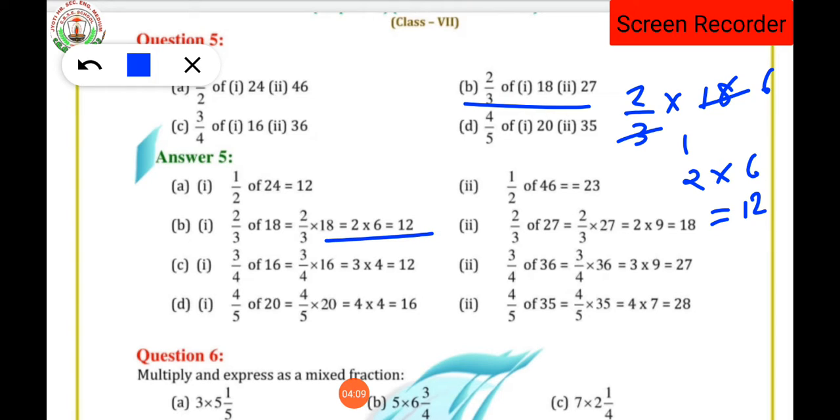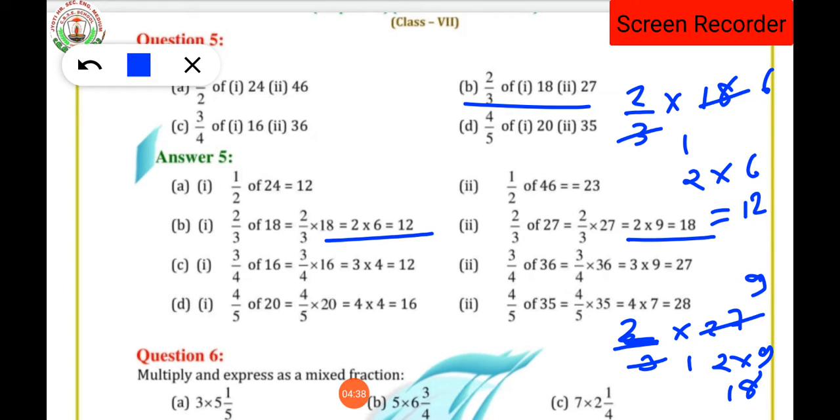Now for the second part, we have 2 by 3 into 27. Let me check first whether it is 2 or 3. Okay, yes, it is 2 by 3. So 3 1s are 3 and 3 9s are 27. So 2 into 9 will become 18. So what is the required answer we will get? For the first part, when we multiply, we get the answer as 12, and when we multiply the second part, we get the answer as 18.